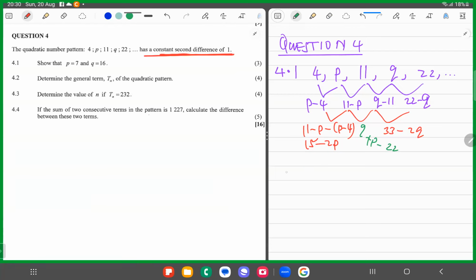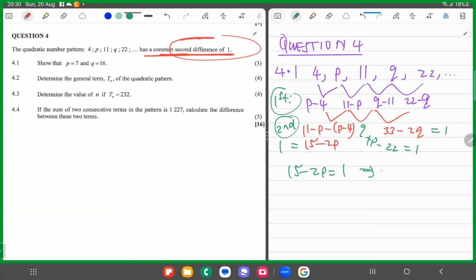We are told that the second common difference is 1, which means all of these are 1. These are the first differences, and therefore these become the second differences. So 15 minus 2p equals 1, which means 14 equals 2p. We divide through by 2, which means 7 equals p.